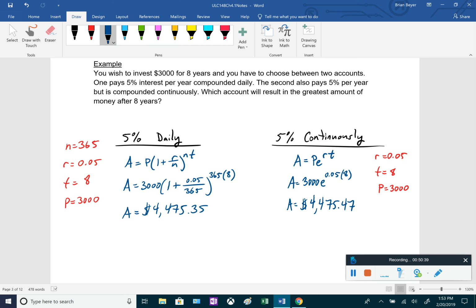Comparing these values, that was really close. They were both about $4,475. Continuously compounding earned you an extra 12 cents. So hardly worth it, but it was a little bit more. Coming back to how I said you knew which one was going to be more before you even did any of the work: they were both 5%. Whenever it's the same percentage rate, whichever one has more compounding periods will be the one that earns you more money. Continuously compounding is obviously more compounding periods than daily. So we knew that one was going to be more, not by a lot, apparently, but still more.